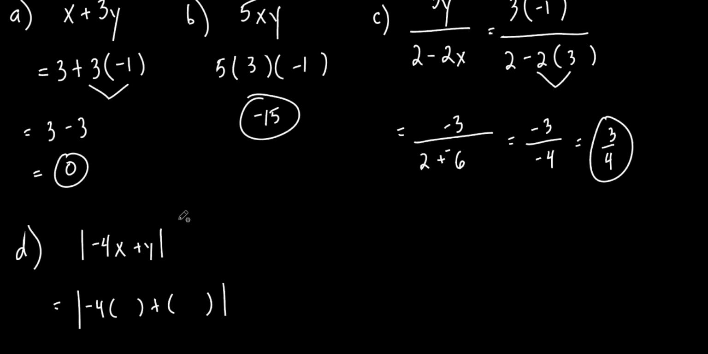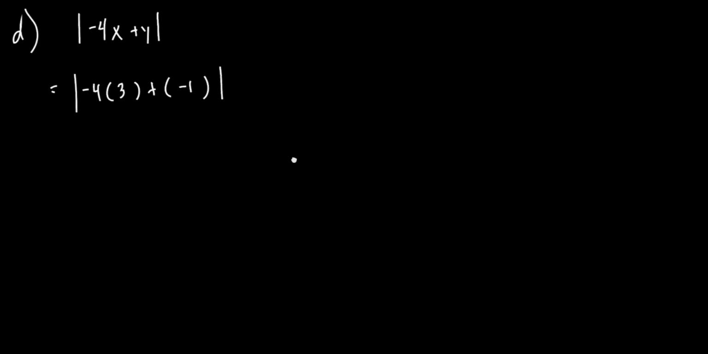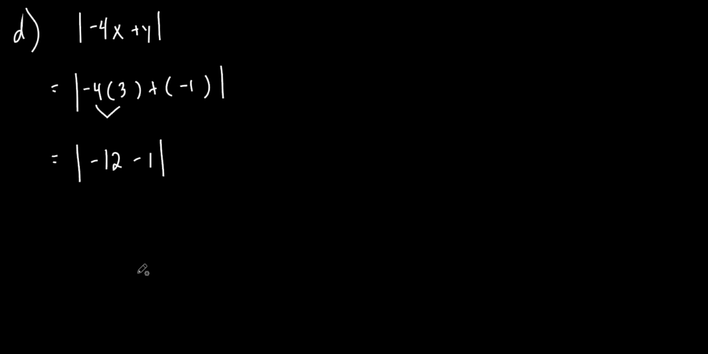What did I plug in for x? What was x equal to? Do you remember what it was? It is 3. So I just stick a 3 right there. What was the y? -1, so I put a -1 right there. Now I work this thing out. Keep the absolute value symbols. What am I going to do in here? Well, multiplication first, right? So I multiply them together. So it's -4 times 3 is -12. What's that? You could put plus -1, but what's the same thing as plus -1? It's just -1. So you could do that.